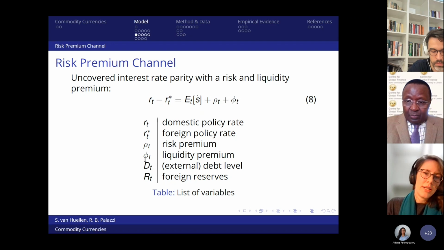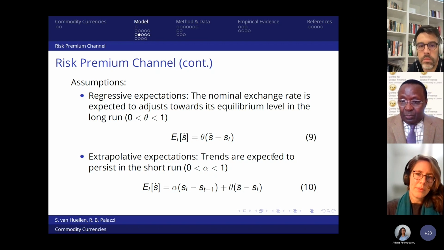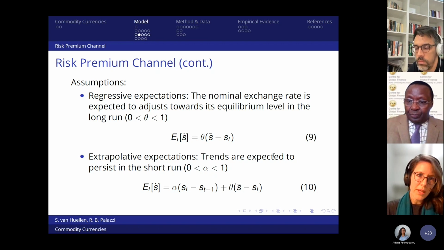We also use later on D for debt level and R for foreign reserves. I will motivate this in a second. Now, we use this uncovered interest rate parity assumption in order to bring the model together. We also have to make an assumption about how these expectations on appreciation pressure form.